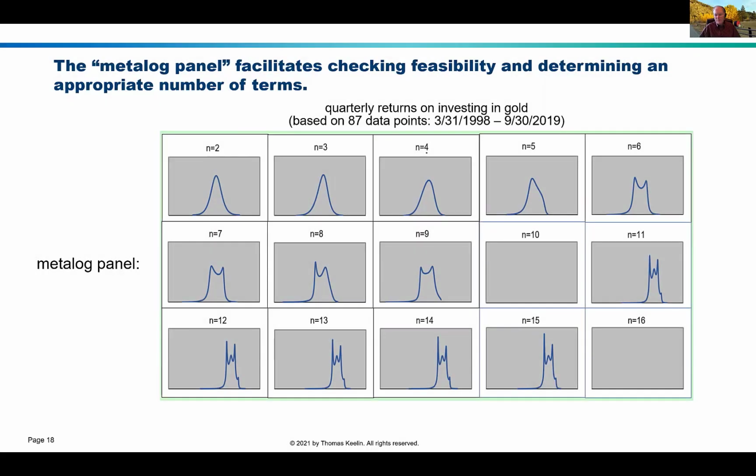How many terms should we use? We often use a metalog panel to help address this question. The metalog panel arrays the metalogs on the same set of data from 2 to 16 or however many terms. This is a different example, quarterly returns on investing in gold. But you can see here, for example, that some are bimodal, some are unimodal. The bimodal ones probably have an explanation, just like the fish did. Some of these may be overfit. The blank ones may be infeasible. But the metalog panel will often help you quickly zero in on the number of terms you'd like to use.